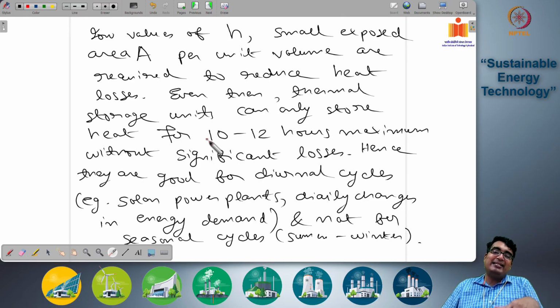So like day-night cycles of solar power plants, daily changes in energy demand, etc., and not for seasonal cycles, summer to winter. So you cannot store the excess heat that is present in a summer day and use that to heat up your buildings on a winter day that is 6 months later. Because our heat insulation systems are not good enough to store heat for that period of time. It can only do that for half a day at most. So 10 to 12 hours maximum. Okay.